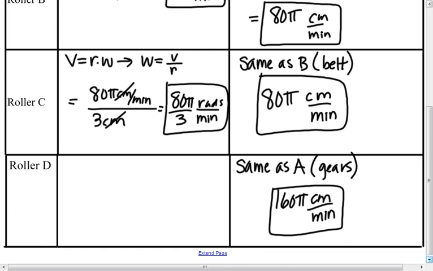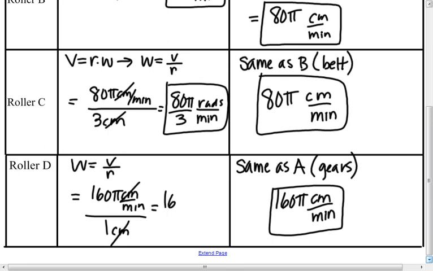And again, I know that W is V over R. And so in this case, my V was 160 pi centimeters per minute. And if you look at the picture, the radius for roller D is 1 centimeter. And you'll divide that out. The centimeters will cancel, and you'll end up with 160 pi something per minute. And again, radians is that magical unit that will appear and disappear. And there you have it.